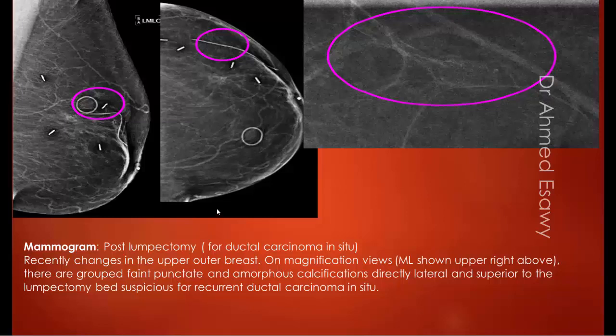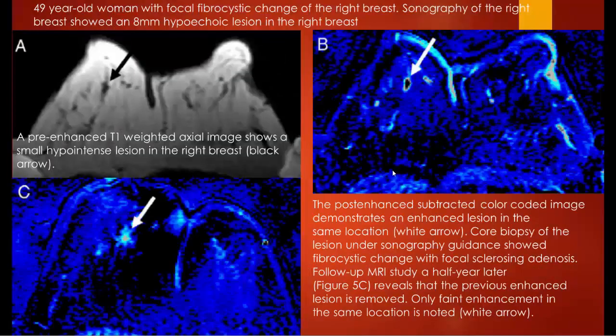This is post-lumpectomy for ductal carcinoma in situ. Recent change in the upper outer breast in magnification: grouped faint punctate and amorphous calcification, directly lateral and superior to the lumpectomy, suspicious for recurrent ductal carcinoma in situ.